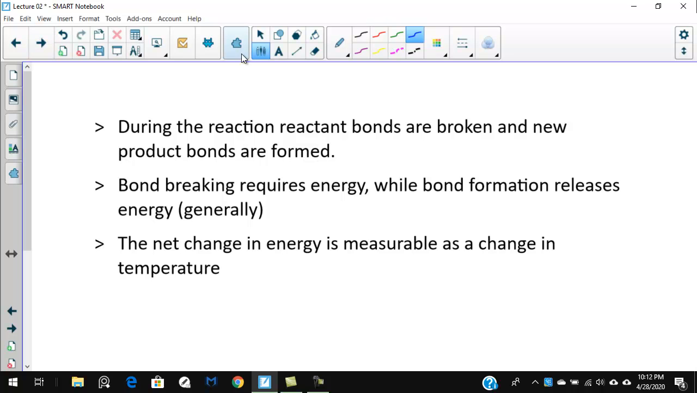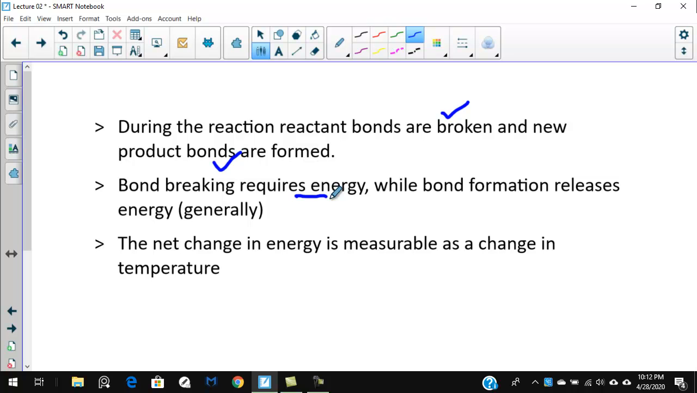So just to go back over that a little bit, during the reaction bonds are broken. That's our first idea to remember, that whatever we have as reactions, we can imagine those being broken apart. And at the end of the reaction, we make new bonds in our products, okay? And the breaking of a bond requires energy. So there has to be some energy put into the system in order to break the bonds.